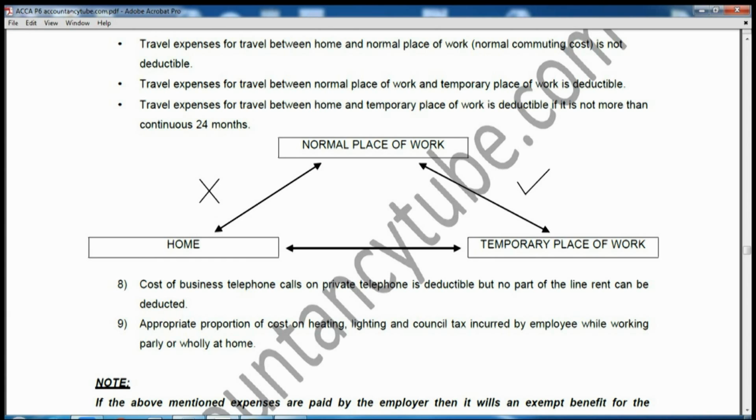Then the next one says appropriate portion of cost on heating, lighting and council tax incurred by employee while working partly or wholly at home. Say for example, if your boss has given you an assignment, it is part of your job, and he said just do it at home, you can do it from home as well. Then you went home and you use your laptop, your lighting, electricity, heating. So that sort of expenses you will have to consider. You will have to calculate how much is related to your job. It is a difficult job, but then that part is also deductible.